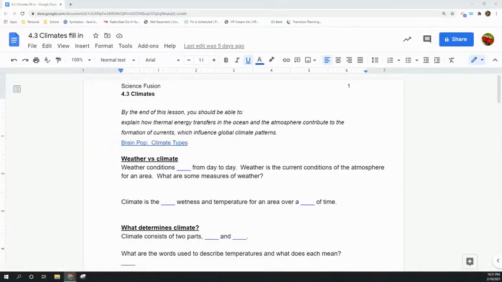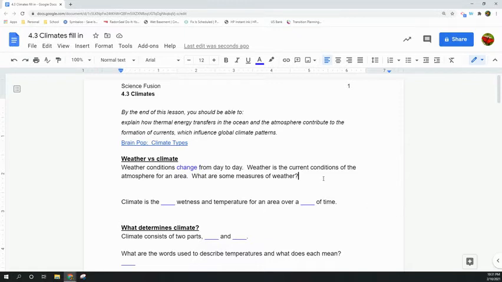All right, so these are your notes on climate. First thing we need to do when it talks about climates is we need to know the difference between weather and climate. Weather conditions change from day to day. For instance, we could have a day that is warm and sunny, and then the next day is cold and snowing. Weather is the conditions of the atmosphere for an area.